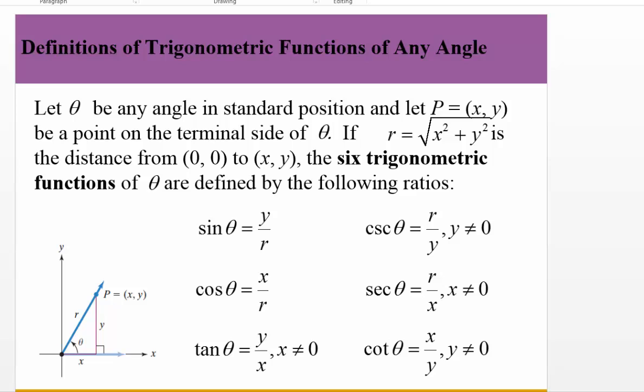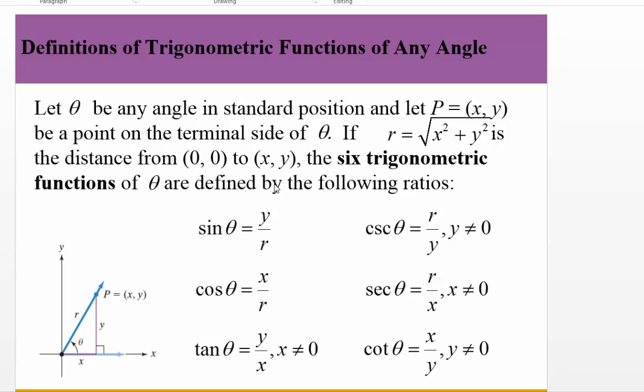All right, so we want to go ahead and look at the definitions of trigonometric functions of any angle. So we'll let theta be any angle in standard position here, and let some point P equal the ordered pair xy be on the terminal side of theta here. And we're going to call this terminal side R. So R equals the square root of x squared plus y squared, because remember, this is the Pythagorean theorem for right triangles, x squared plus y squared is r squared. So solving for R, taking the square root of both sides, you're going to get the distance from the origin 0, 0 to xy.